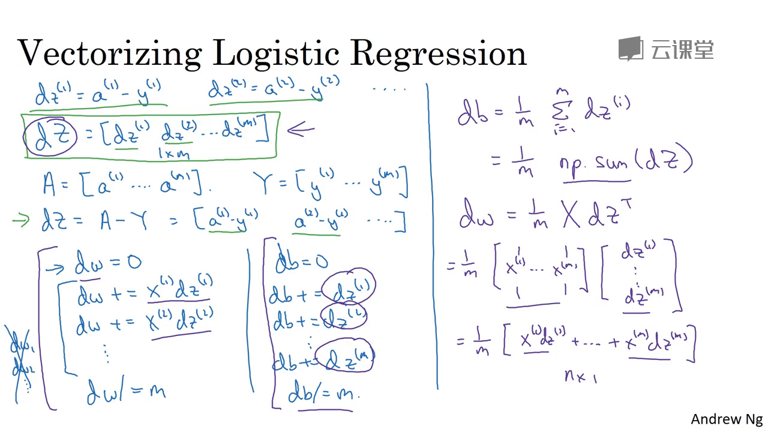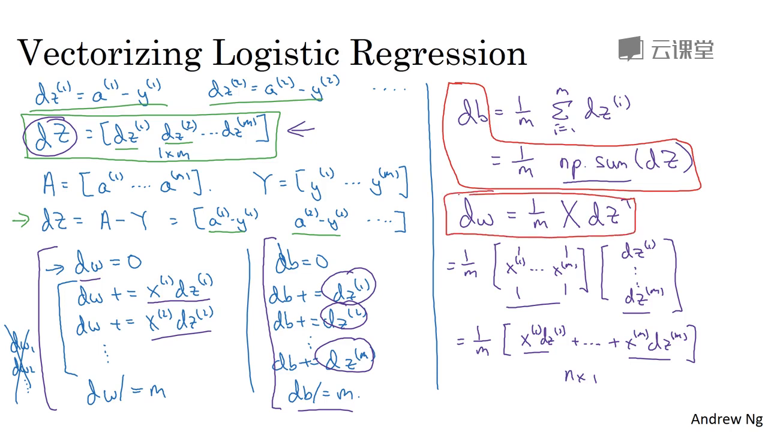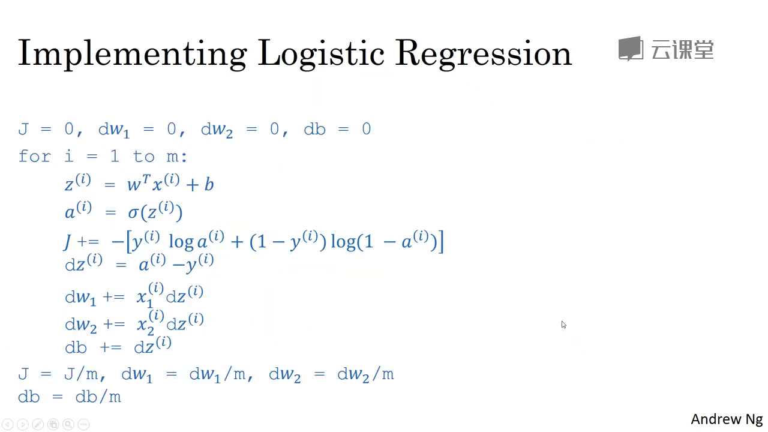So the vectorized implementation of the derivative calculations is just this. You use this line to implement db, and use this line to implement dw. And notice that without a for loop over the training set, you can now compute the updates you want to your parameters. So now let's put it all together into how you would actually implement logistic regression.